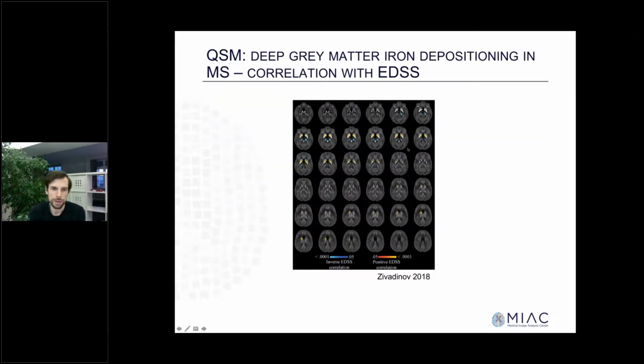Also, changes in iron content in the basal ganglia were related to clinical disability as measured by the EDSS score.